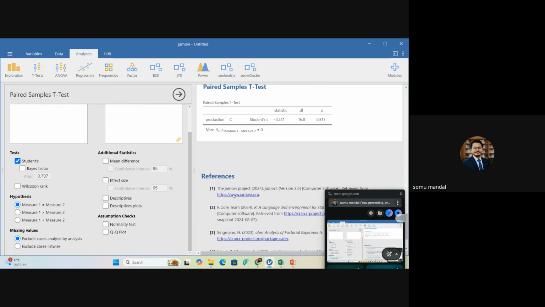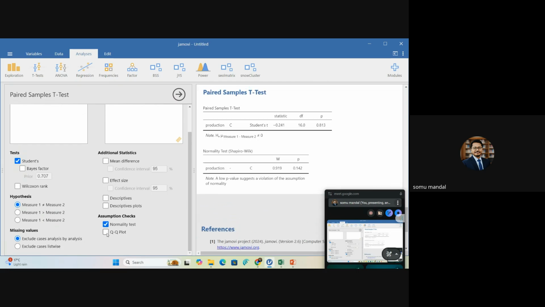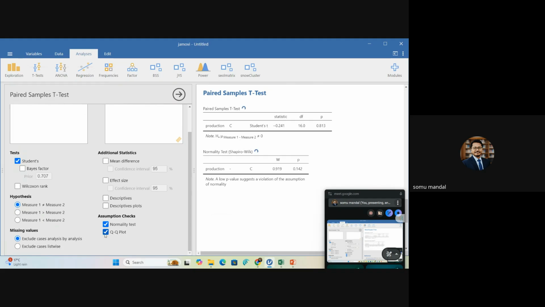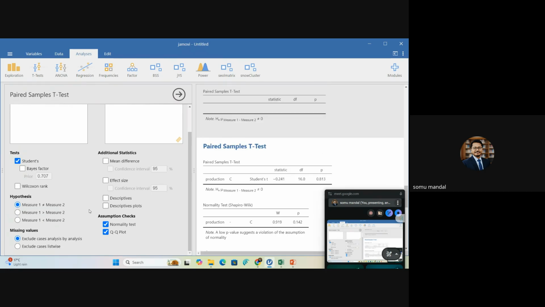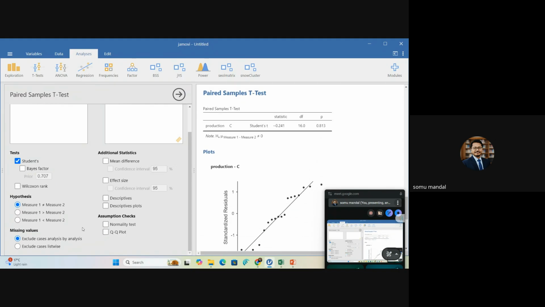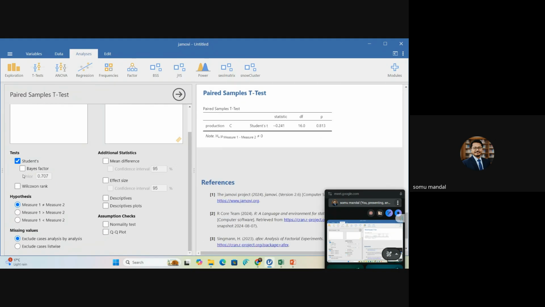Same process. Here you also check the normality test. Definitely it is a normal distribution because the value is more than 0.1, it is 0.142. A low p-value suggests a violation of the assumption of normality. Look at this QQ plot, and then you consider what? Okay, my test is ready, and whenever the data set is parametric, I prefer the Student t-test.